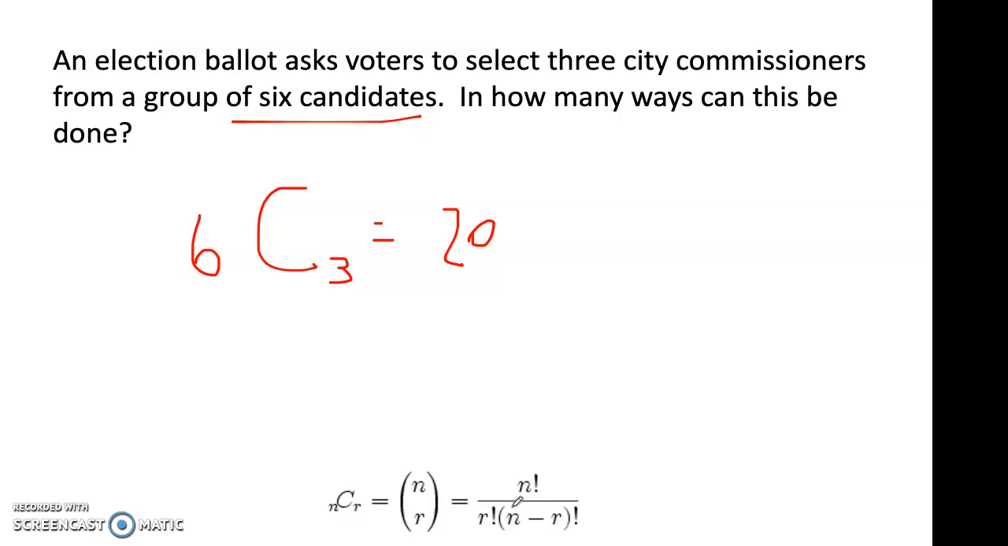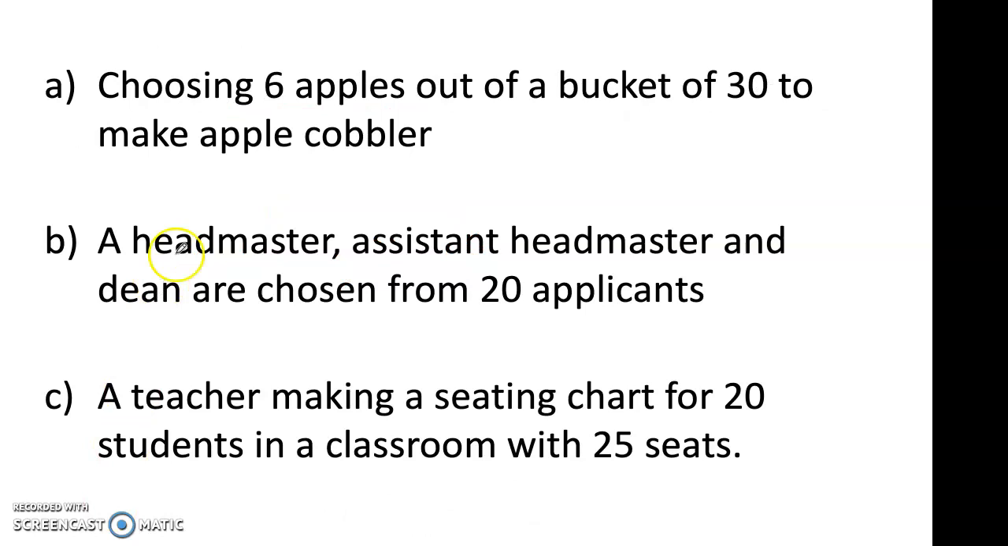All right. Now we're going to talk about the difference between permutation and combination so you're clear again. Permutation order matters. Combination, it doesn't. So choosing 6 apples out of a bucket of 30 to make apple cobbler. Think, is it combination or permutation? It's combination. 6 apples, order doesn't matter.